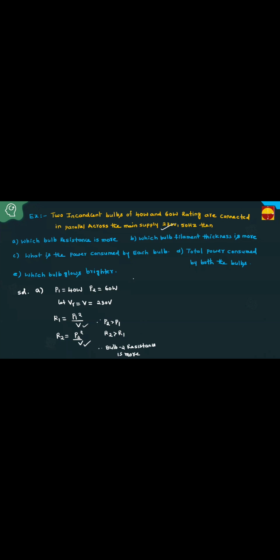Clear? Next. What is the B question? Which bulb filament thickness is more? Students, we know that R equal to rho L by A. If the resistance is high, the area is less, that is, thickness is less. Then if R2 is greater than R1, A2 is less than A1. I have taken the 60 watt bulb as bulb 2. R2 greater than R1, no? Which is high resistance, friends?